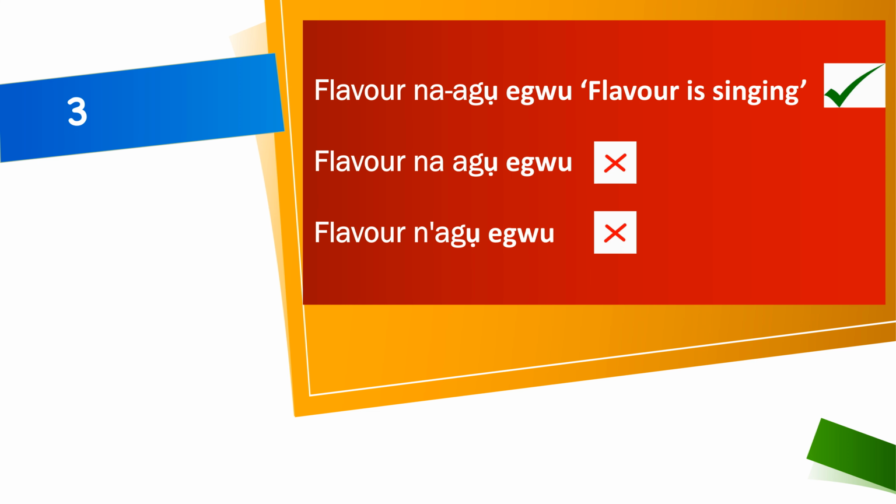The second and the third sentence are not correct, because in the second sentence, na here is functioning as that which is not supposed to be, while in the third sentence, the na with apostrophe is functioning as a preposition. So the number one is the best way to write this sentence.